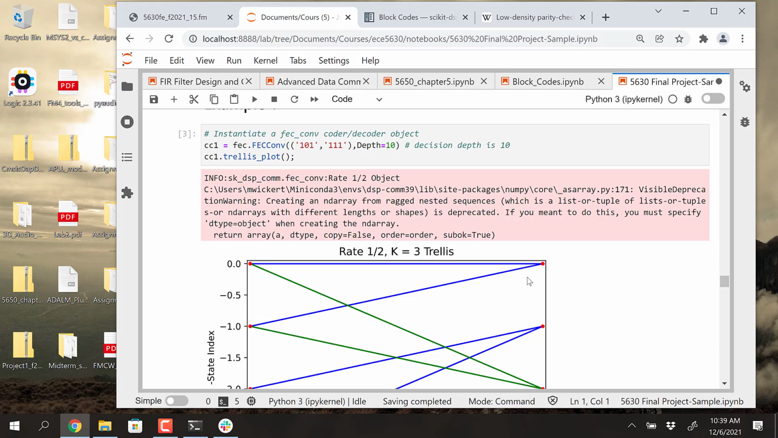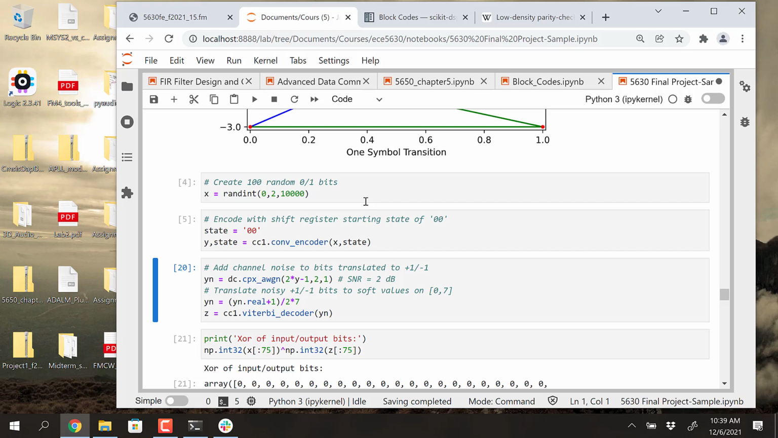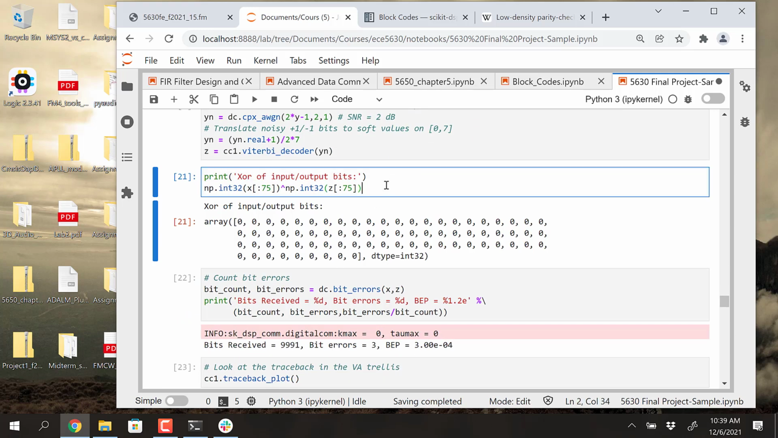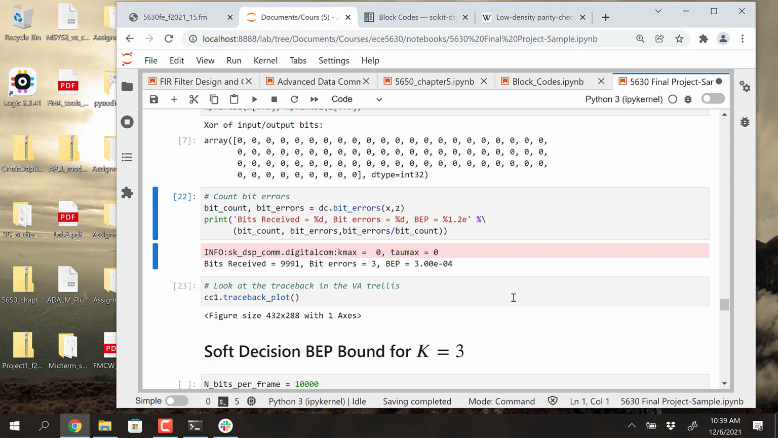But here I just had to do a picture of the trellis. Here I'm going to put in 10,000 bits. Here I'm going to give a starting state of 0, 0, and then the values come out of the encoder, and now I'm going to put noise on them, and then Viterbi decode them, which is what I just did. After I get done decoding, this is the XOR of what went in and what came out, and it's all zeros, meaning that it's error-free. And then if I want to do an error probability counting over the entire record, I can see how many bits were received and how many bit errors.